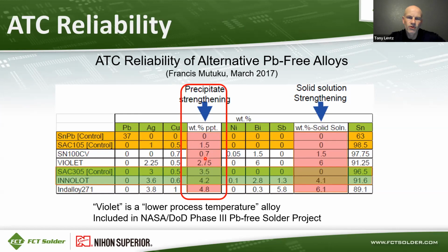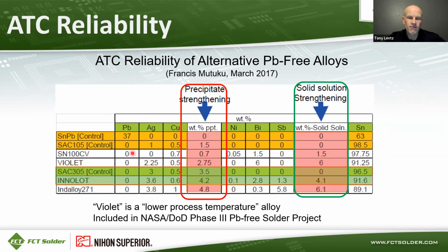So you've got a precipitate strengthening column here, which is adding up the elements that precipitate out in most of these solder alloys. So they form precipitates or intermetallic compounds that are providing a strengthening mechanism. And then the second column is solid solution strengthening elements. So those are nickel, bismuth, and antimony, which can stay dissolved if they're below the solubility limit of those elements in the tin matrix. And so you see a lot of these alloys have a mixture of both.